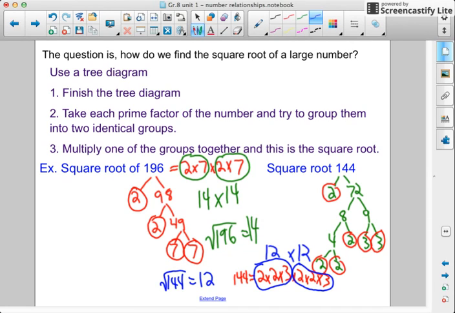So that's how we're going to find the square root of a perfect square using tree diagrams. If you can't create two identical groups like that, that means that the number is not a perfect square. So that's all you can do.